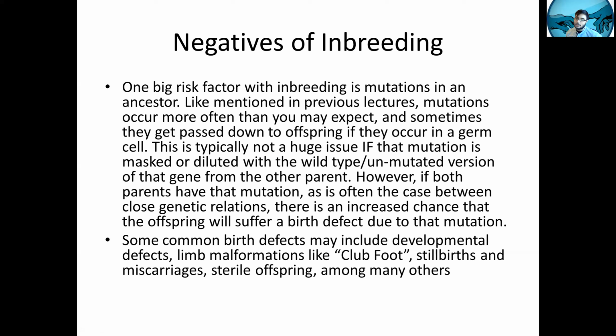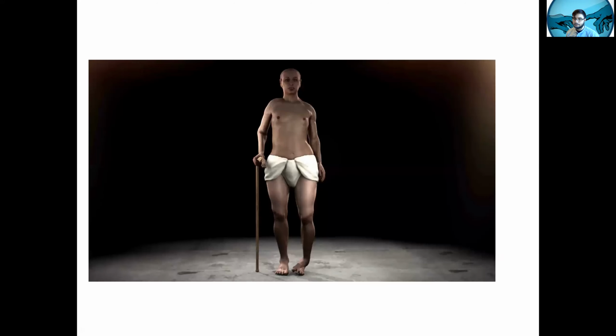Some common birth defects that may develop include developmental defects, limb malformations, like what we call a club foot, stillbirths and miscarriages, so the kids might not even be born, and sterile offspring who may not be able to have their own children because they have either three X chromosomes or some kind of chromosome misalignment. There are many others that could happen, for example diabetes, type 1. There are plenty of bad mutations that could happen due to inbreeding.